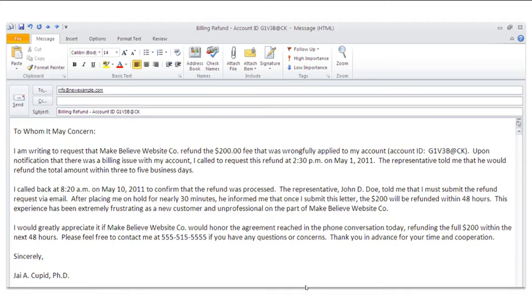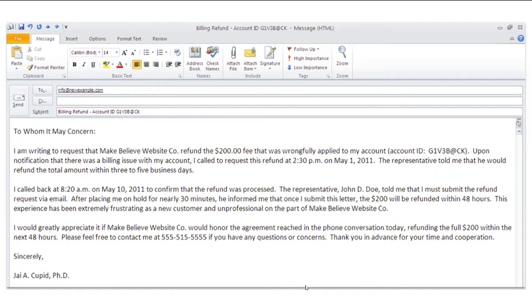But right up front, it has the subject line, billing refund, account ID, and gives an account ID number. This is a fake email, by the way, just so if any of you saw it initially and started to panic, don't worry about it. So right there, it states the purpose of the email and gives the reader some information that's related to the email right up front so they know what's going on, and that's great.